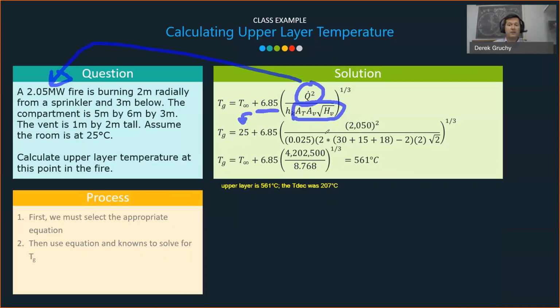And the same with the ventilation parameter. The bigger that is, the more fresh air is coming in. So it helps make the fire bigger, but it's also cooling the room down. So the combination of those two things will sometimes cause us to have an upper layer temperature that's very hot. Other times it may be cooler than what the ceiling jet is. Okay, so it's not always definitely going to be hotter or definitely going to be colder.